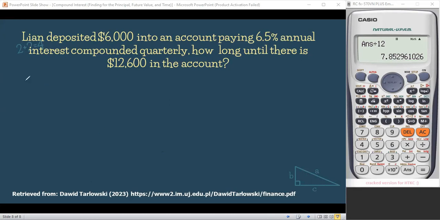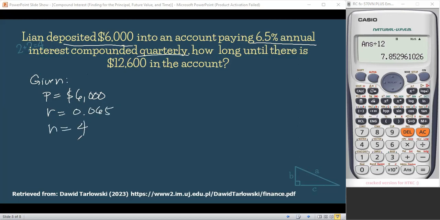So sabi natin, di ba? First, let us have the given. So yung given po natin is deposited $6,000. So this is our principal, $6,000. Account paying for 6.5 annual interest compounded quarterly. So we have the rate of 0.065 and the N po is equal to 4. And the future value is equal to $12,600. So ang hinahanap po sa atin is how long.